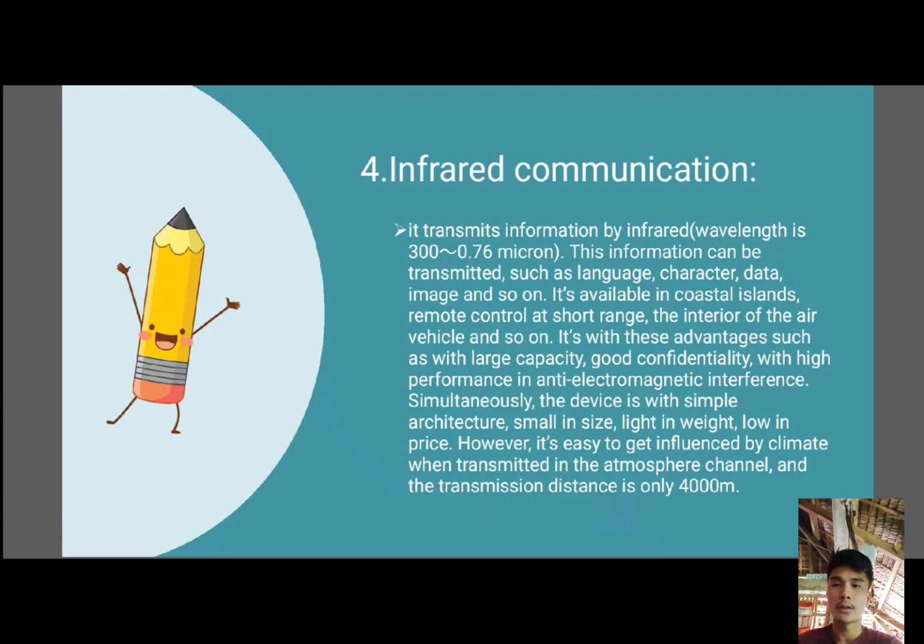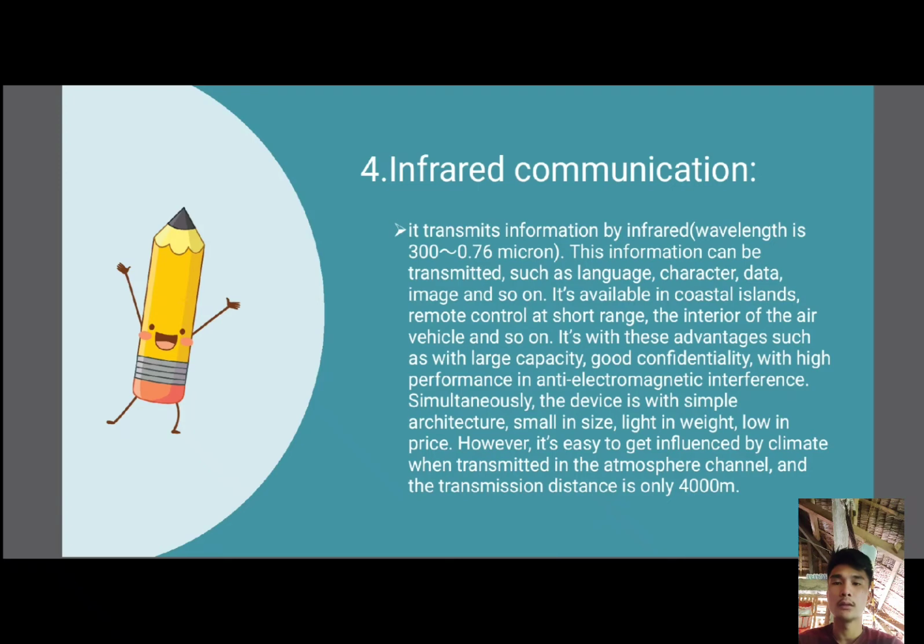Next is infrared communication. It transmits information by infrared. This communication can transmit language, characters, data, images, and so on. It is available in coastal islands, remote control, short range, and the interior of air vehicles and so on. Its advantages are large capacity, good confidentiality, and high performance in anti-electromagnetic interference.